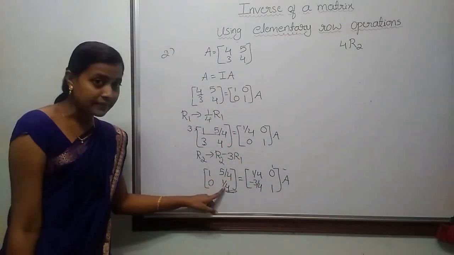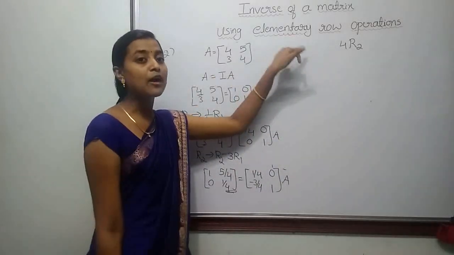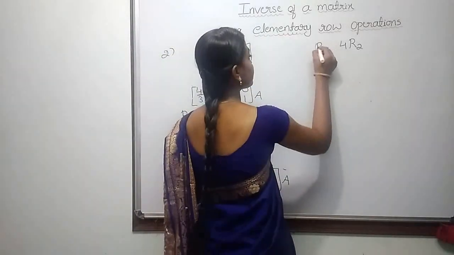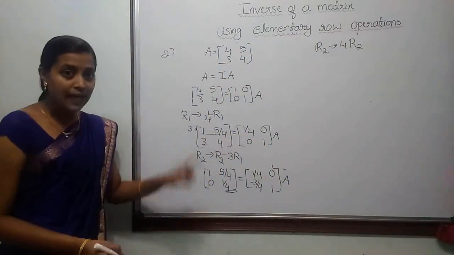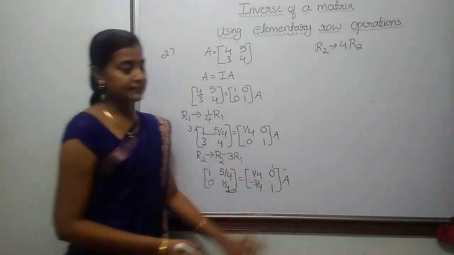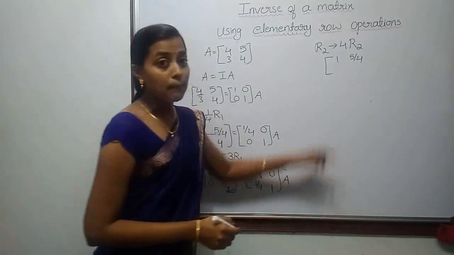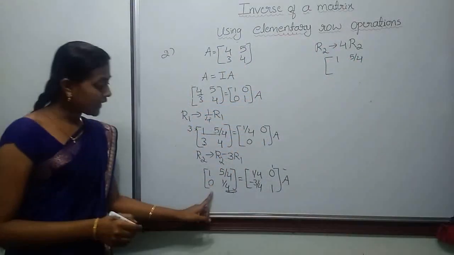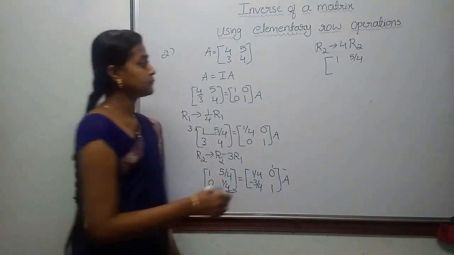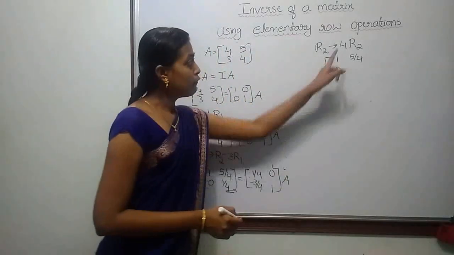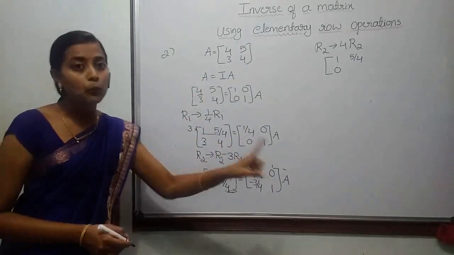We have to reduce the element lying in second row to 1, means we have to write the changes we have made in R2. Keep the elements of first row as it is. I will write 1, 5 by 4 as it is. Multiply 4 to each of the elements of second row. 4 into 0 is 0. 4 into 1 by 4, 4 get cancelled. It is equal to 1.